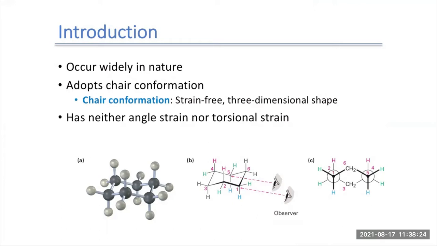And the way cyclohexane exists is it adopts what we call a chair conformation. The chair conformation is a strain-free three-dimensional shape. So in the chair conformation, the ring no longer has any angle strain or torsional strain. And so if we look at our cyclohexane and what we mean by chair conformation, this is what it looked like in a model.